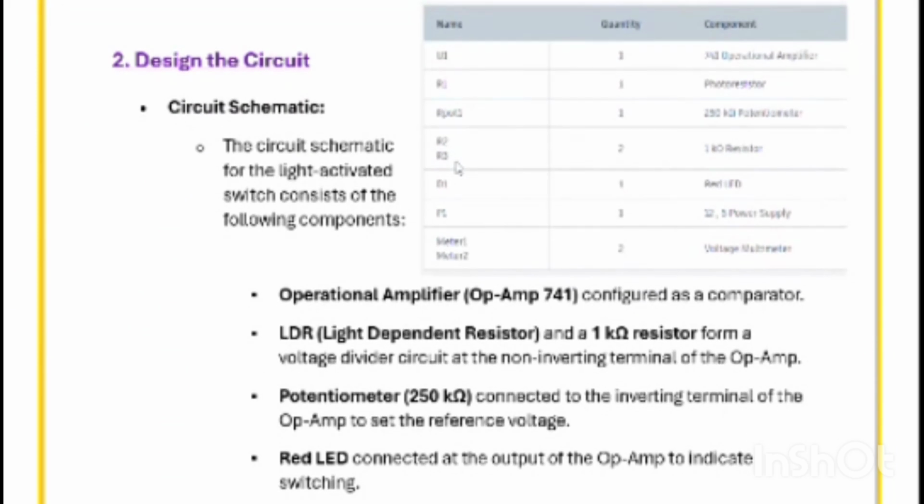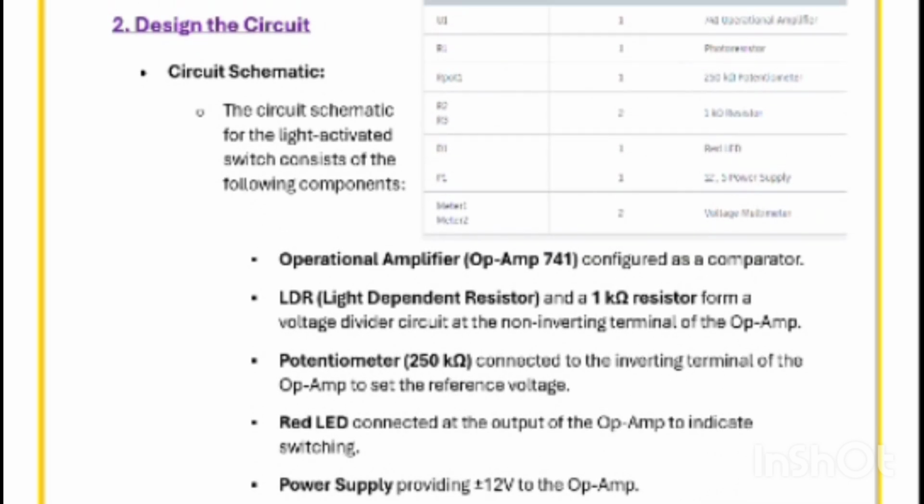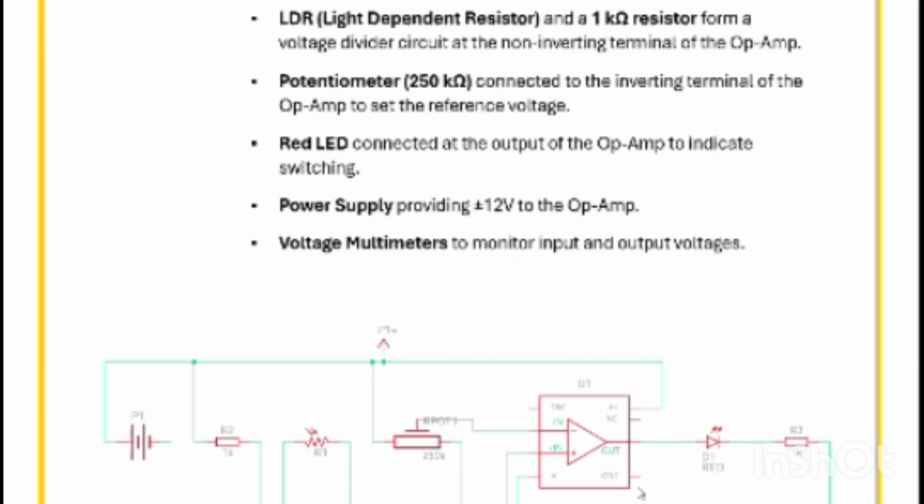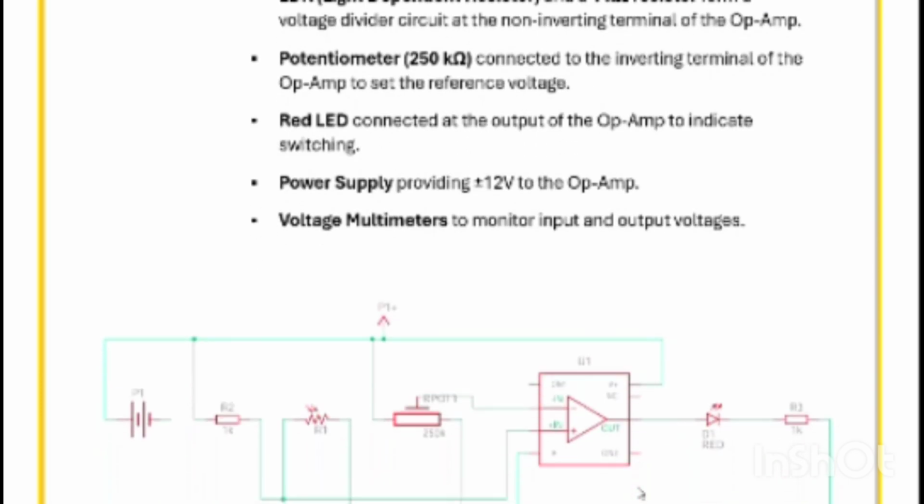So the second is designing the circuit. First of all, we are doing that on the Tinkercad software, where we have collected this data after doing the simulation. These are the components that we have used on Tinkercad, which include the 741 IC op-amp, photoresistor, potentiometer, resistor, red LED, power supply, then voltage multimeter. These are the components that we have used with these particular values: power supply with 12 volt, potentiometer with 250 kilo ohm, LDR with 1 kilo ohm.